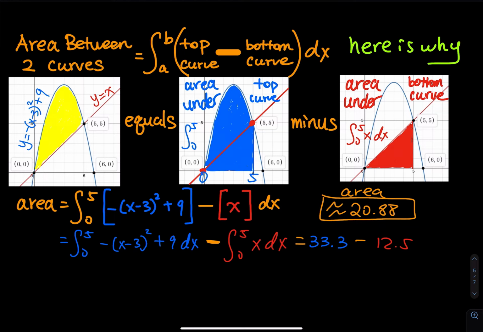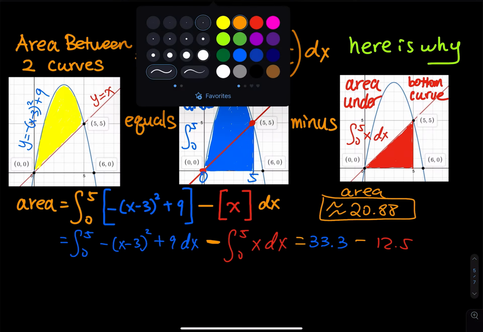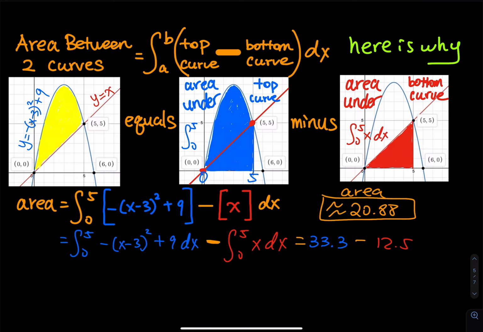Now, let's break down the integral. So I'm going to break down the entire integral. Let's break down the blue piece first. All right, so you are subtracting the whole thing, then you have negative (x minus 3) squared plus 9, and then you are subtracting x. So that is what we are trying to simplify.